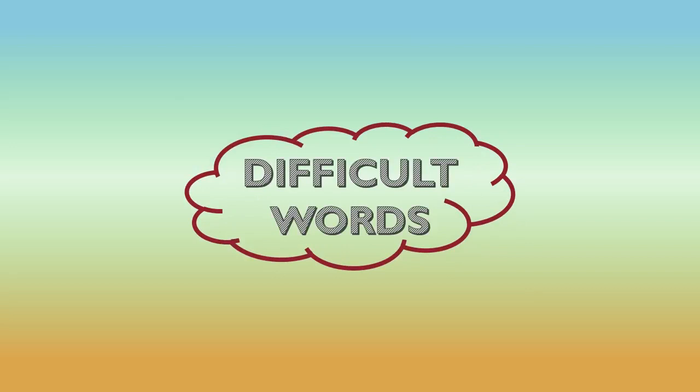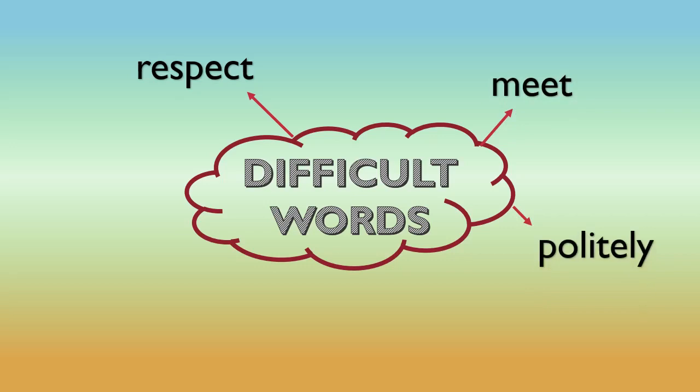So there are some difficult words from your lesson. First word is respect, R-E-S-P-E-C-T. Respect means admire. Second word, meet, M-E-E-T. Meet means to come and join together. Third word, politely, P-O-L-I-T-E-L-Y. Politely means softly, nicely. We should talk politely, we should talk softly.